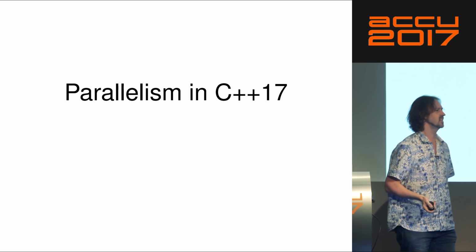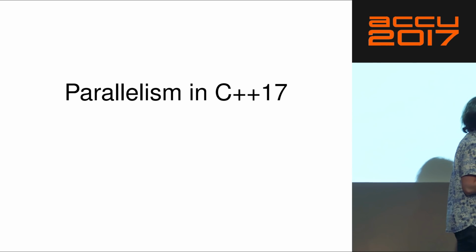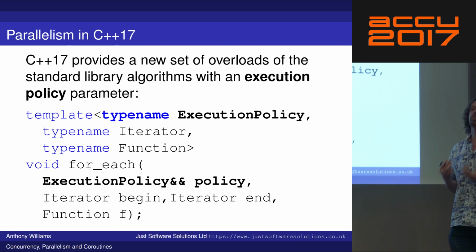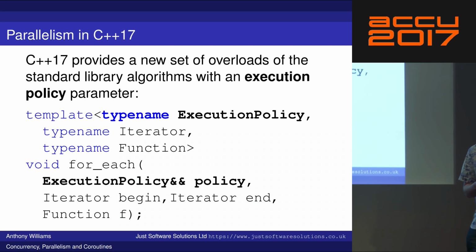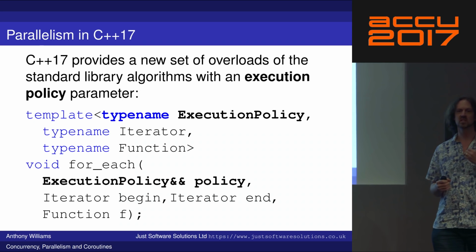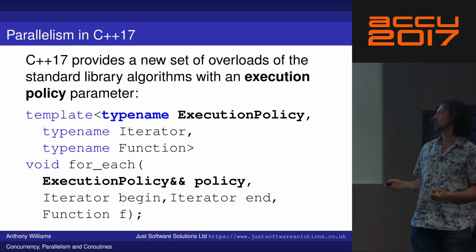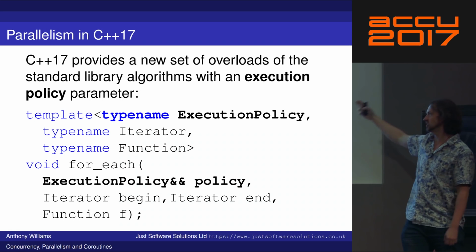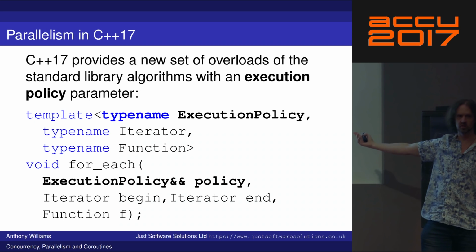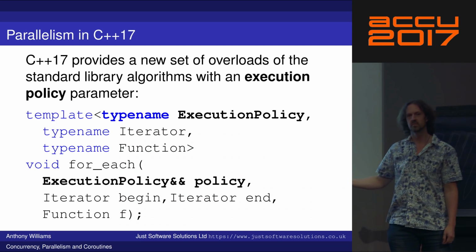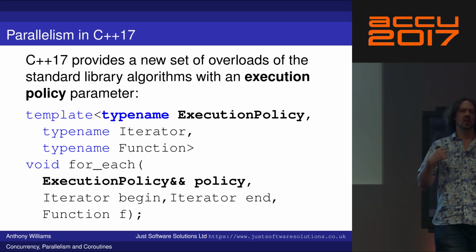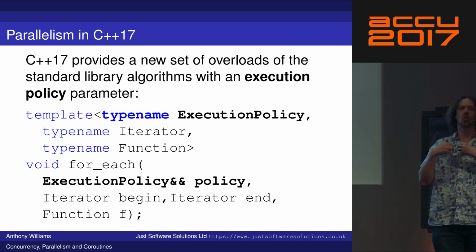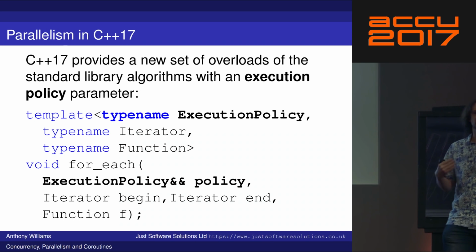So, parallelism in C++17. We have essentially a whole bunch of new overloads. The vast majority of the algorithms in the standard library have got a new overload which has a new first parameter. There's a new first parameter to the template, and the function signature has a new first parameter too. This is an execution policy. The execution policy is going to tell the implementation where and how to run the steps of the algorithm.